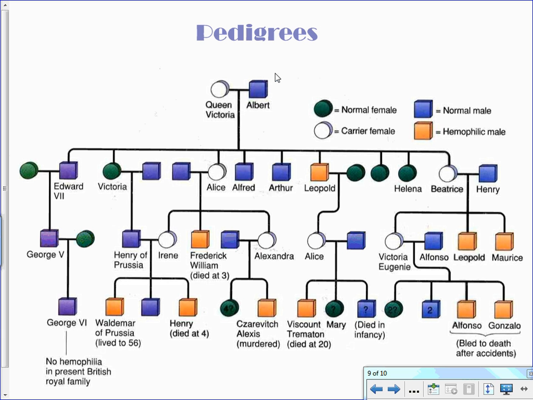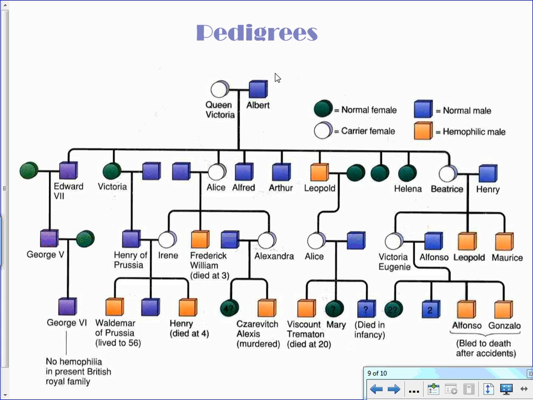You can see that if there is a male who has hemophilia, it is colored in orange, and there are no females who had hemophilia. It's more rare for females to have hemophilia because they would have to inherit two recessive alleles on both of their X's. So it did not happen that there were any females. Also, all of the males, as you can see, passed away before they were able to reproduce.